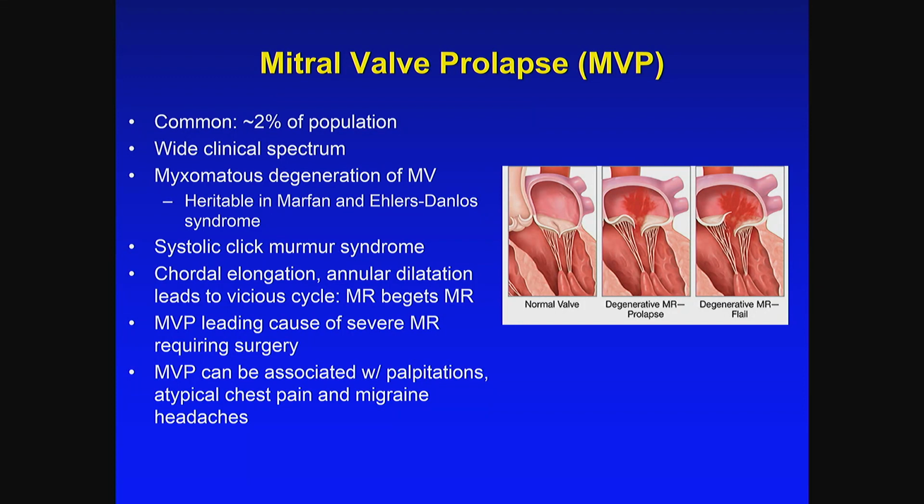In addition to the valve problems, there are a number of symptoms that have been associated with mitral valve prolapse, even independent of the severity of regurgitation. Those other symptoms and signs can include palpitations, atypical chest pain, as well as migraine headaches.